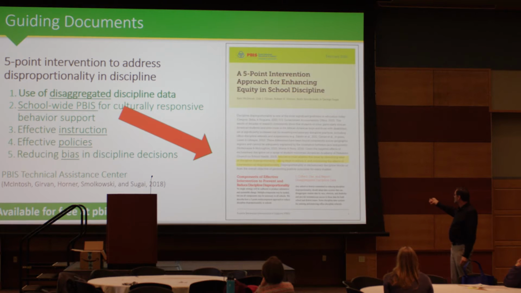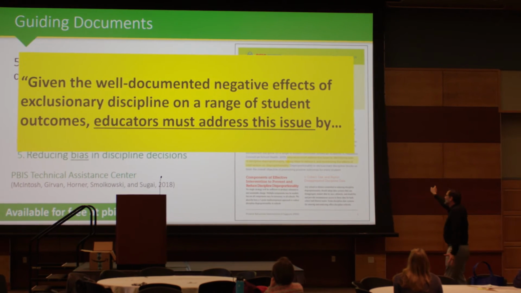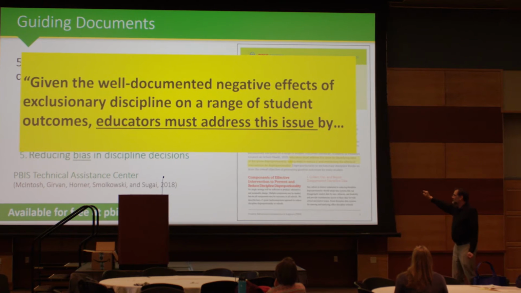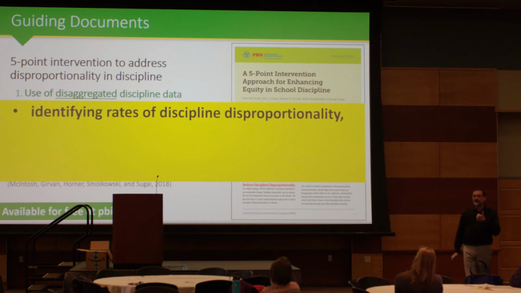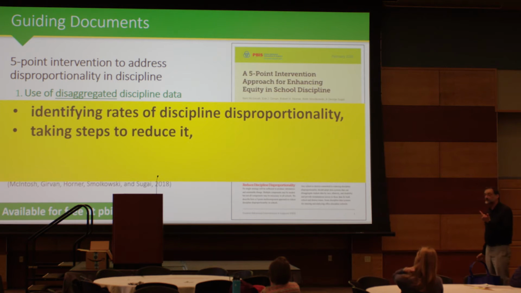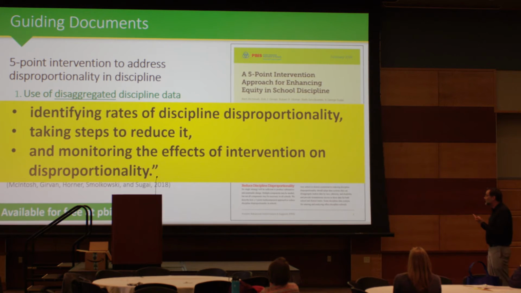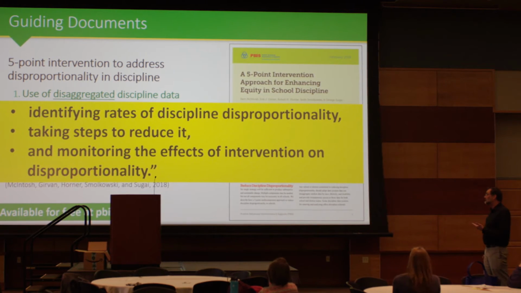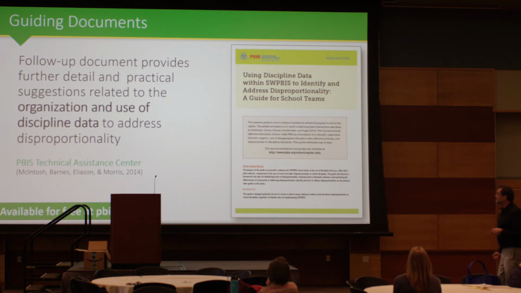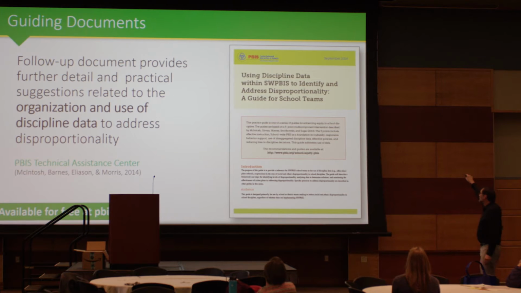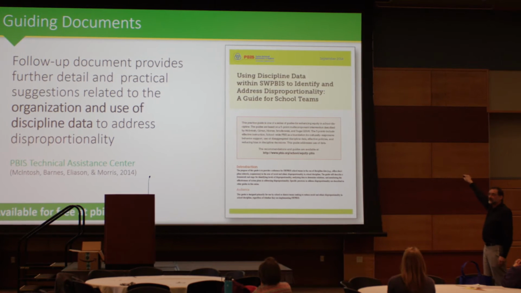And right there is this important piece that says, given the well-documented negative effects that this has on a range of student outcomes, we must address this by, one, identifying the rates at which it's happening; two, doing something about it; and three, monitoring it to see if that worked. So really we're going to measure the disproportionality, we're going to intervene somehow, and we're going to monitor the effects to see how those are working. We followed that document up a couple of months later with what we call the data guide.